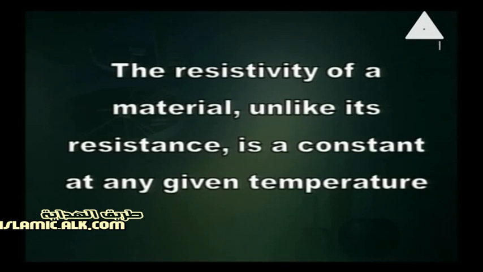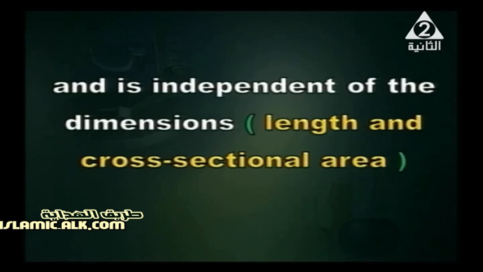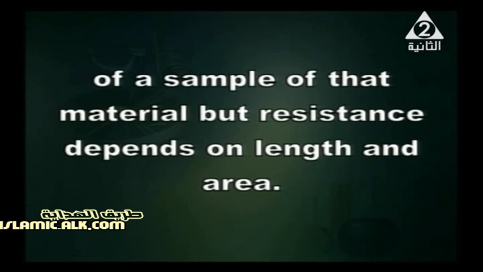So resistivity of a material, unlike the resistance, is a constant at any given temperature and is independent of the dimensions. We mean by dimensions the length and cross-sectional area of a sample of that material. But resistance actually depends on length and area. You know, resistance depends on four factors: length, area, kind of material, and temperature. So resistance cannot be regarded as a characteristic physical property.